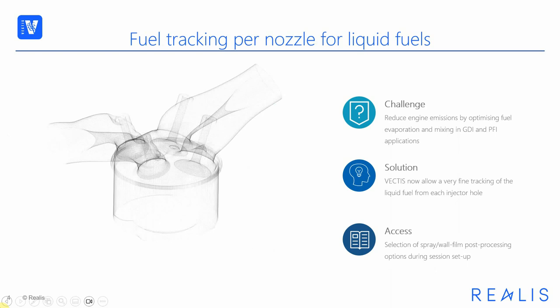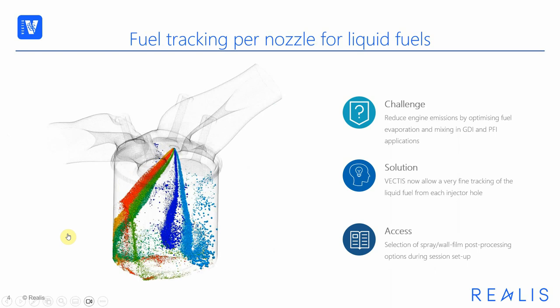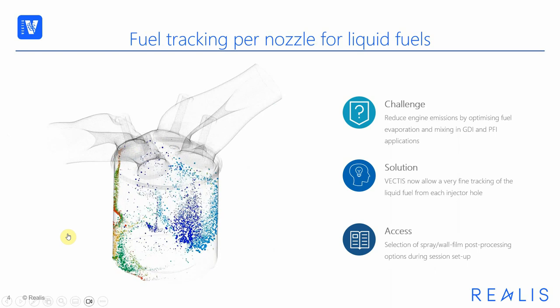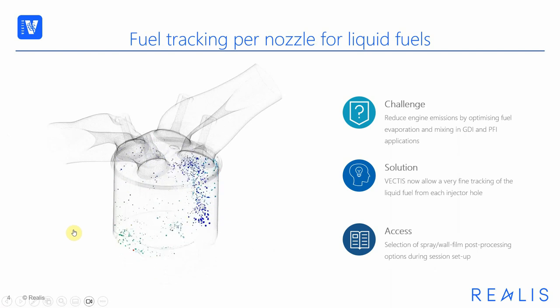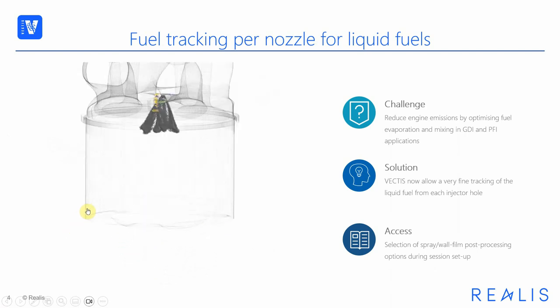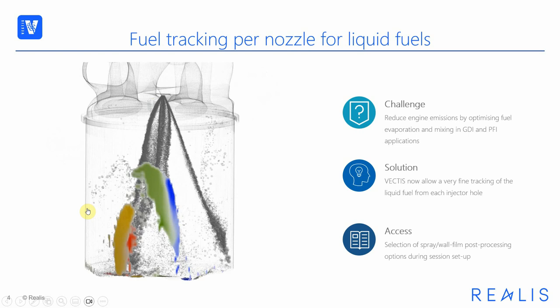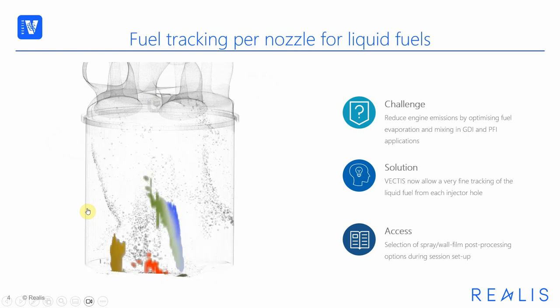It is enabled through the spray model edit panel where options for the export of the results to the report and or the post files are present. In this video, we are showing the injection of a GDI engine where the spray is colored by the hole from which the fuel has been injected. Then, we show wall film colored by the hole from which the liquid fuel comes from.